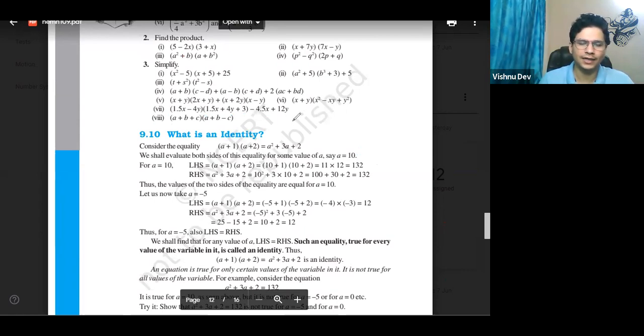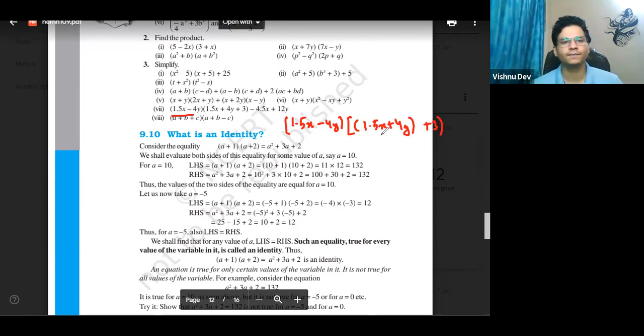Now, let me rewrite this problem. 1.5x minus 4y, and this term, can I write this term as bracket 1.5x plus 4y plus 3? Yes or no? I'm just writing these terms. Now, what is this? This is A minus B. And what is this? A plus B.